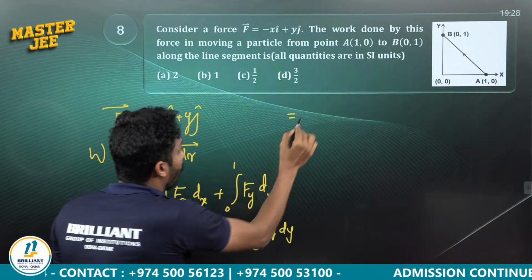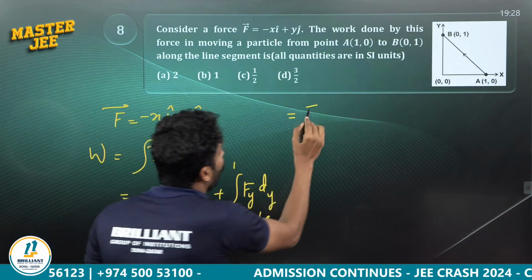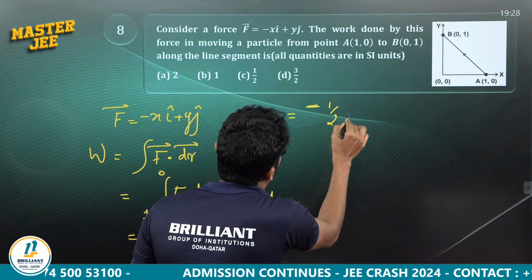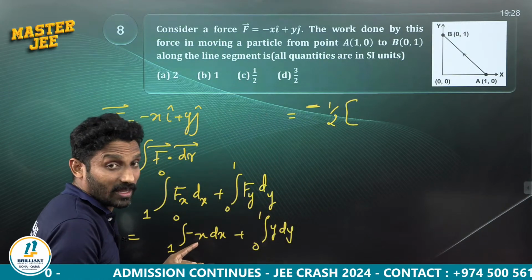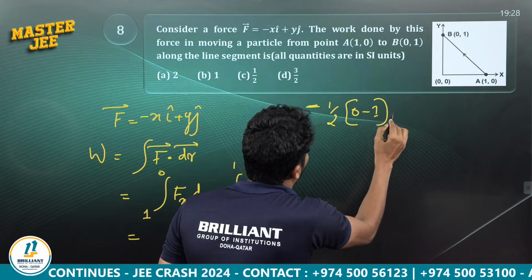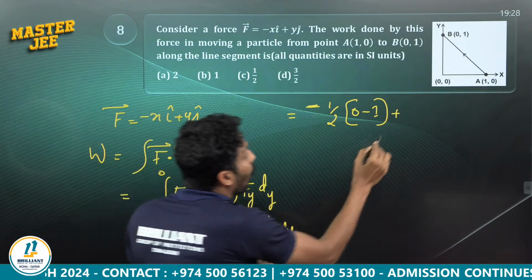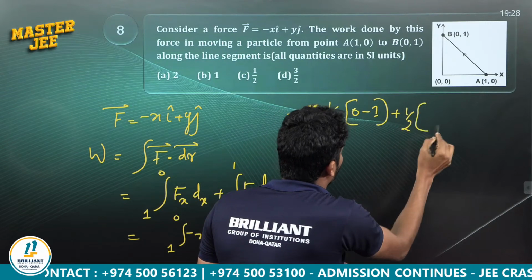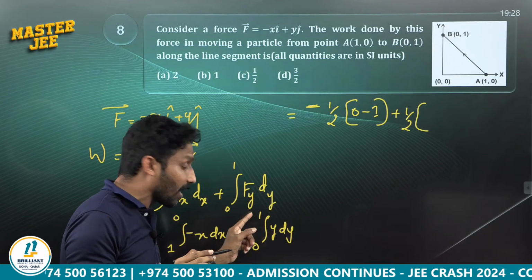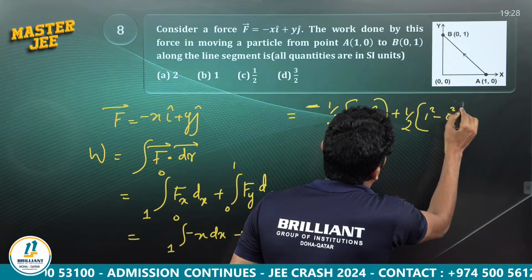This is equal to minus, taking out the half. What is the integral of x dx? It is x square by 2, with 1 by 2 taken out. Then we apply the limits: 0 square minus 1. Plus the integral of y dy is y square by 2, with 1 by 2 taken out. Then putting the upper limit, 1 square minus 0 square.